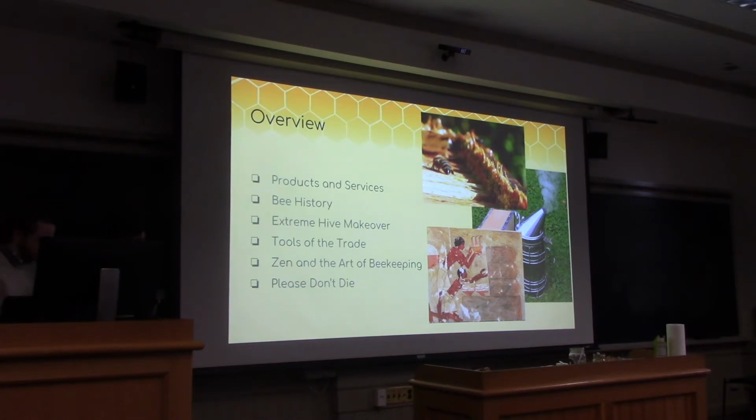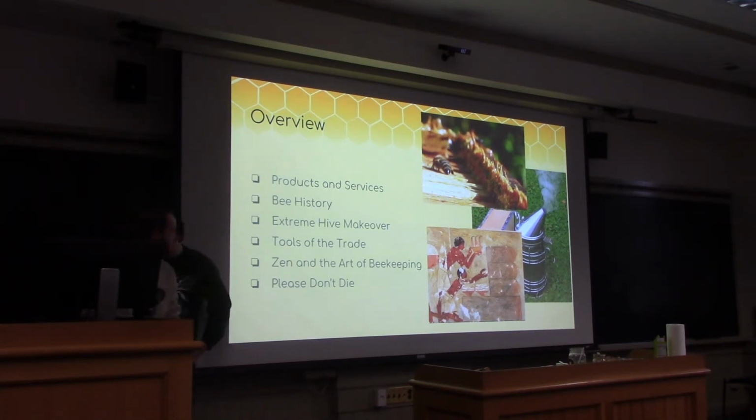So this is our roadmap for what's going to be going on for the rest of the presentation. We're going to start off with products and services. I know you're all wondering, what can bees do for me? Sure, they're cool. Sure, they're interesting. But what can I get out of this? So we're going to talk about the products and services of beekeeping.